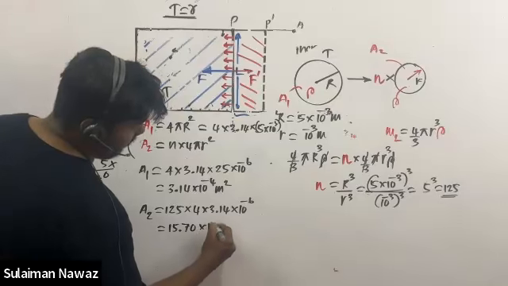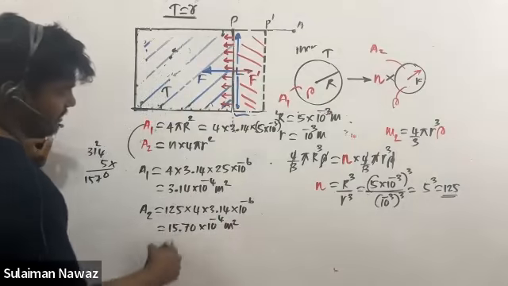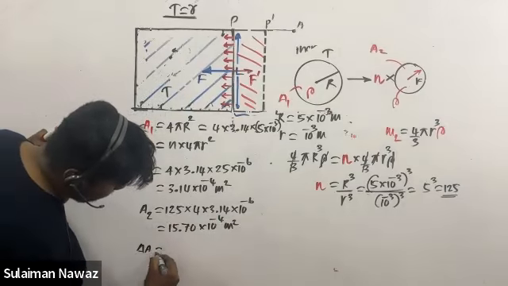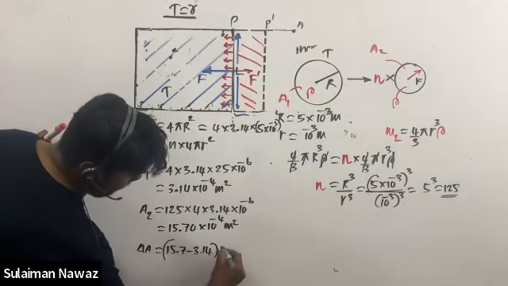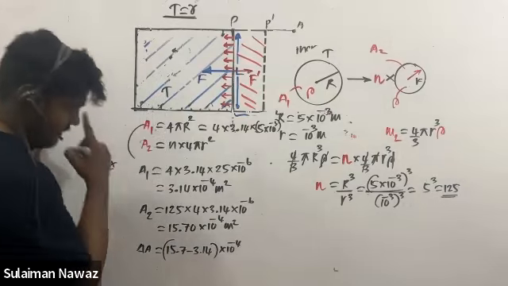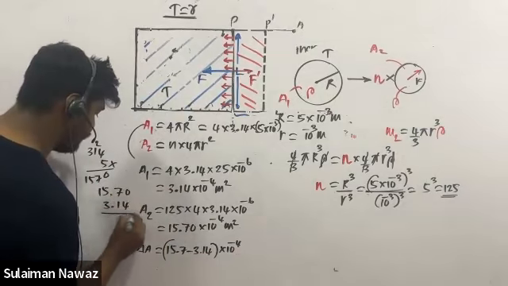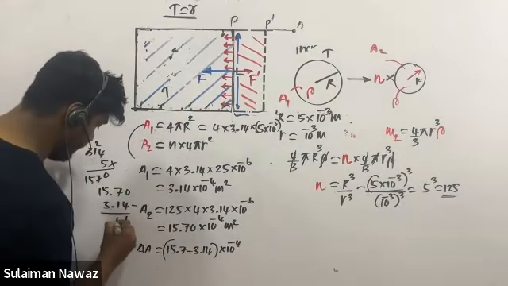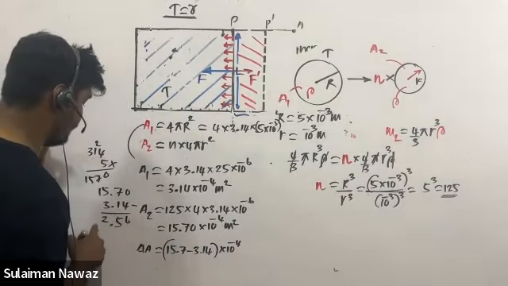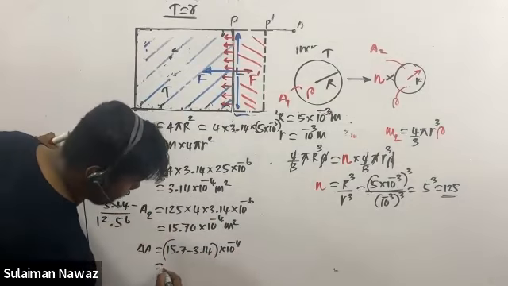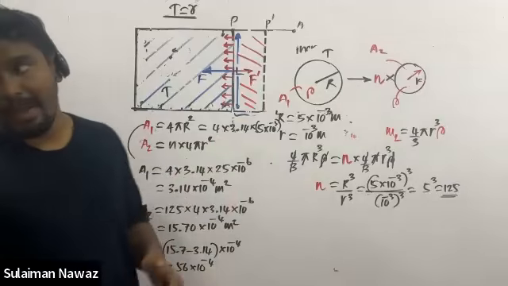1515.70 10 to the power minus 4 meter square. Then this one is large. Change in area, delta A, will be 15.7 minus 3.14 minus 4. Then 15.7, 3.14, 6, 5, 2, 10, 7, 5, 1. 12.56 minus 4 multiply by capital T.